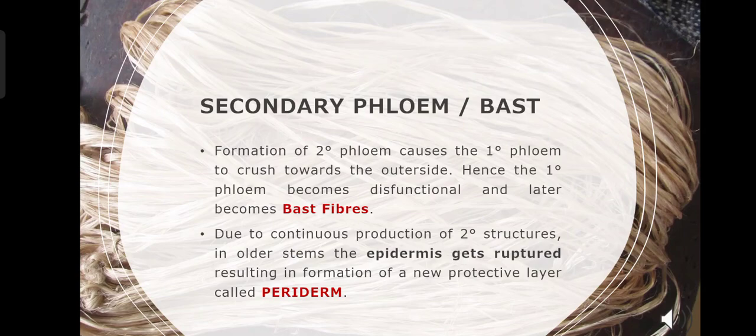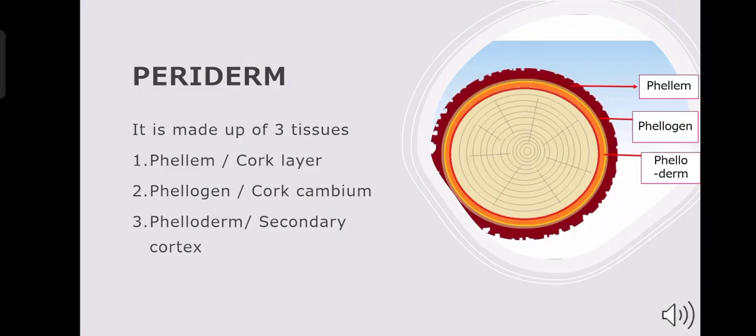And due to continuous production of secondary structures in older stems, the epidermis gets ruptured, resulting in the formation of a new protective layer called periderm. The periderm is made up of three tissues or layers, namely the phellem or the cork layer, the phellogen or the cork cambium, and the phelloderm or the secondary cortex.